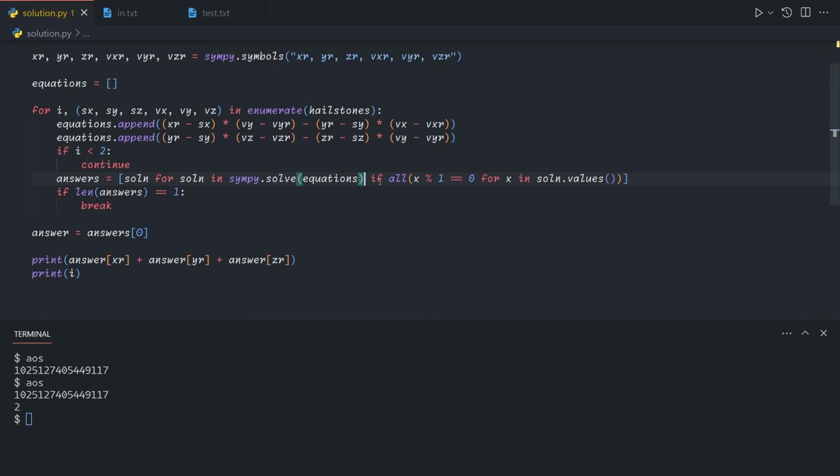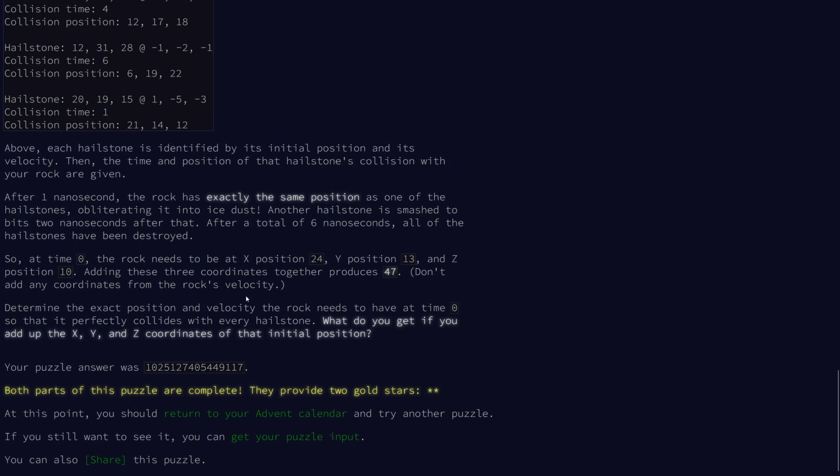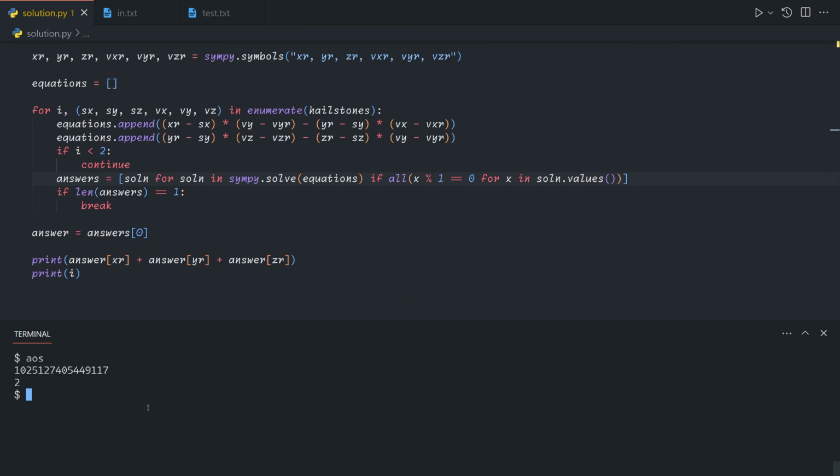If we remove this check, then it stops at index 3. So once we hit 4 hailstones, there is exactly one solution, even if we don't consider whether or not it's an integer solution. But in any case, this gives us our solution for part 2.